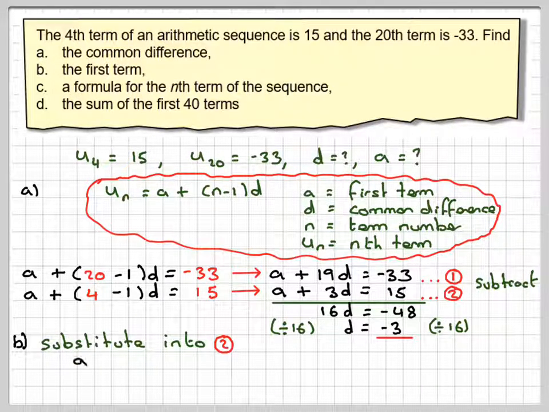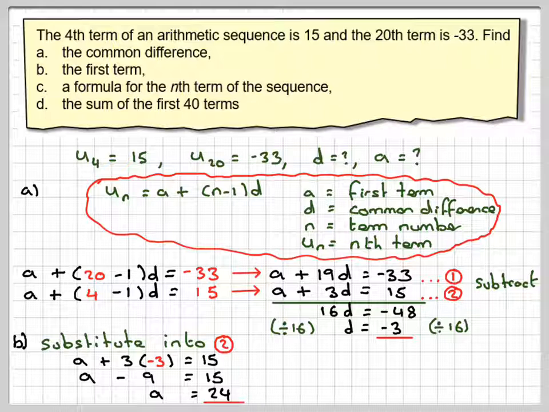So for part B, we would substitute d equals minus 3 into equation 2 or 1, it doesn't matter. So we've got a plus 3 times my d, which is minus 3, be careful with the minus sign, is equal to 15. So that gives me a plus minus 9 is equal to 15. So a will be equal to 24. So the first term is 24.